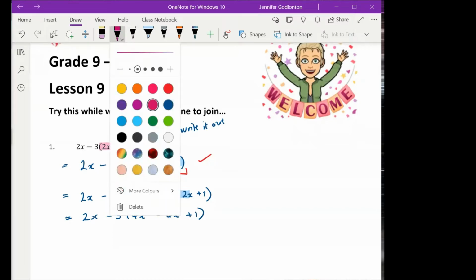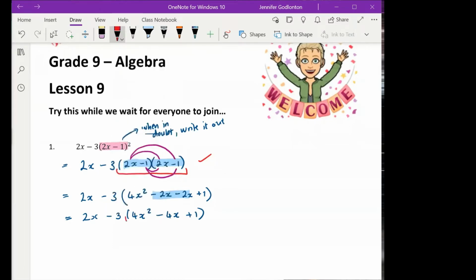Now, if you got to this point, so if you were able to get that 4x squared minus 4x plus 1, I want you to give yourself a mark.